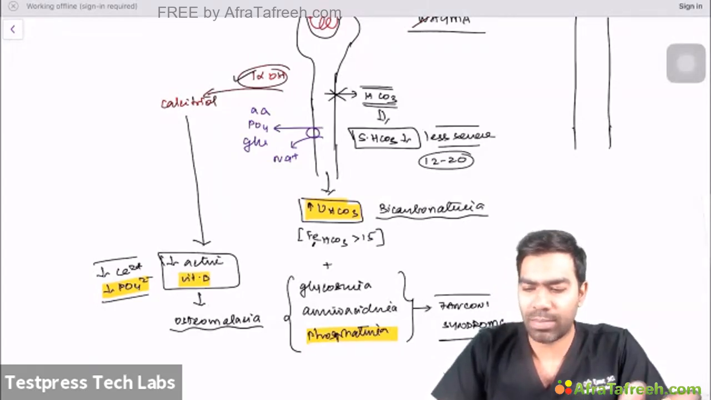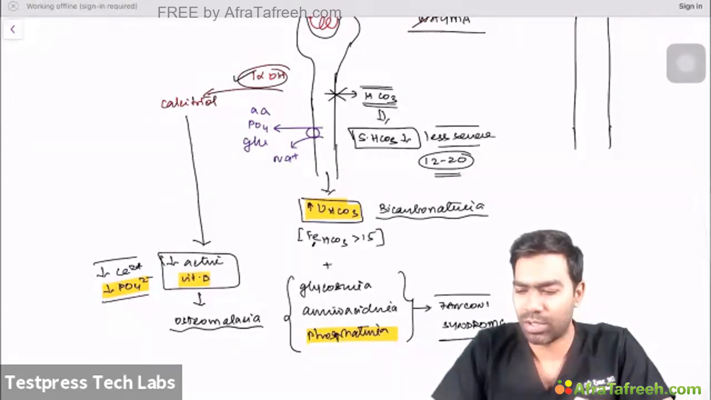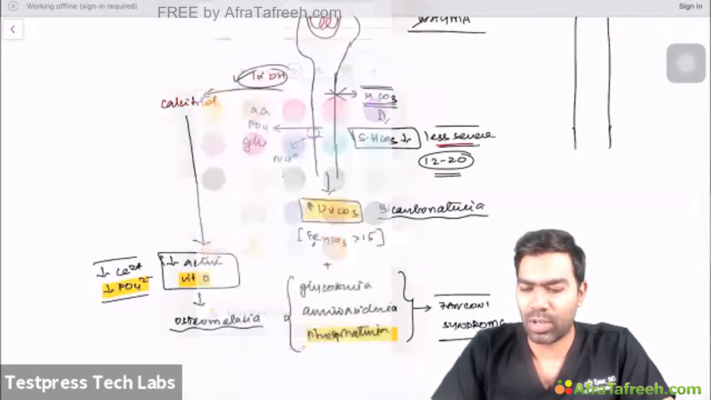So this will be the serum bicarbonate range. Normal is around 24. We know that. So 20 to 28 is normal. 24 is average. So usually it will be a less severe acidosis, in the range of 12 to 20.